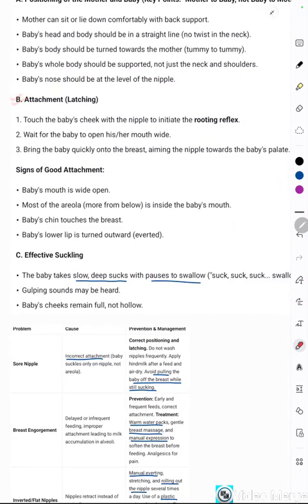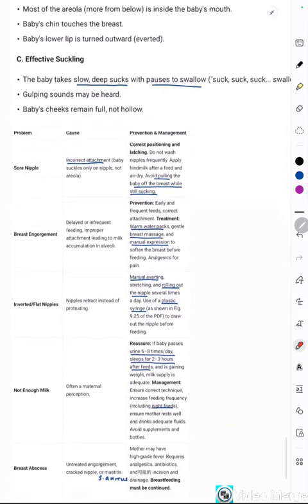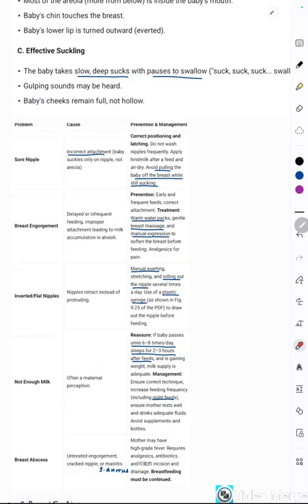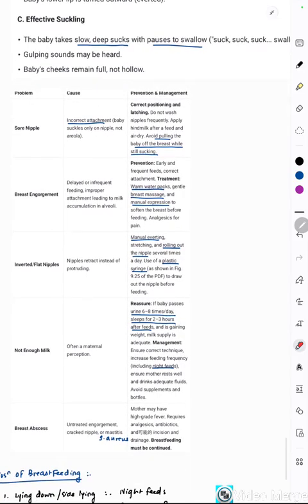So what do we mean by good attachment? Good attachment means when the baby's mouth is wide open, when most of the areola is inside the baby's mouth, the baby's chin touches the breast and the lower lip is everted. Effective suckling. So it's a tendency of the baby to take slow deep sucks and then pause to swallow. So suck, suck, suck and swallow. Gulping sounds can be heard and the baby's cheeks remain full and not hollow. That means it's a sign of effective suckling.